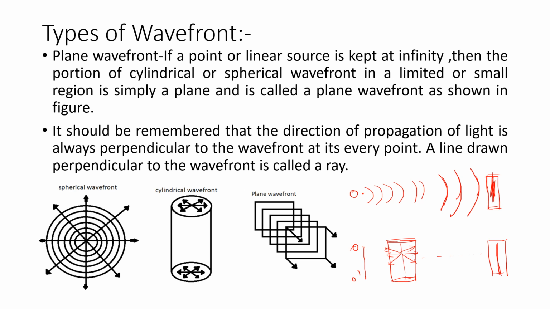So this first paragraph says all this: if a point source or a linear source is kept at infinity, then the portion of a cylindrical or spherical wavefront in a limited region will be a plane wavefront. Thus, when the source is at infinite distance, the resultant wavefront will be a plane wavefront. This is a spherical wavefront, but after infinite distance, in a small region, the spherical shape tends to be a plane shape. The same happens with the cylindrical wavefront. This is a plane wavefront.